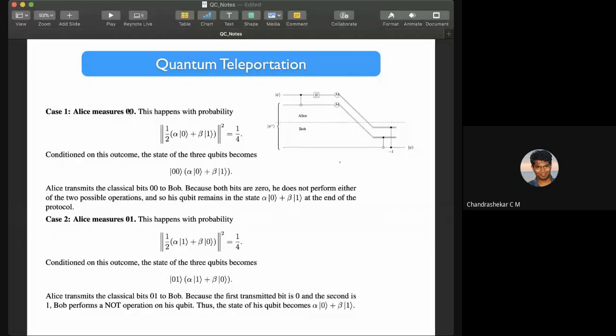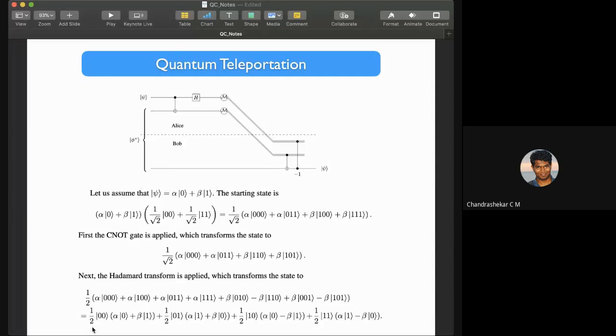So the moment Alice makes a measurement on the 2 qubits with her, the state with Bob will be of this form with certain probability. If you look at this point here, Alice makes a measurement with 0, 0. This will be the output on the Bob side. If Alice's measurement is 0, 1, this will be the output on the Bob side. It will be the same in both cases.